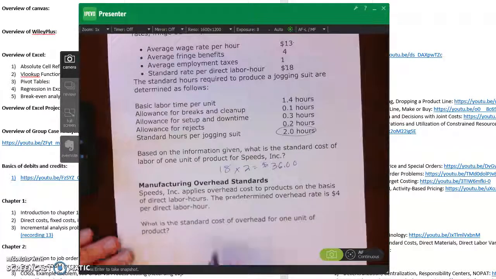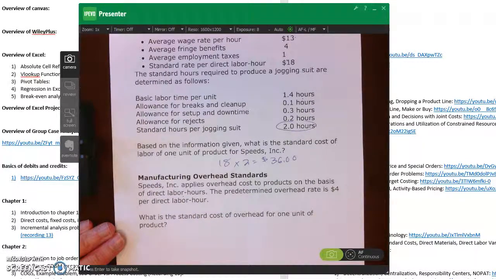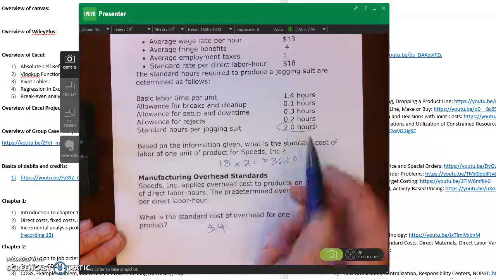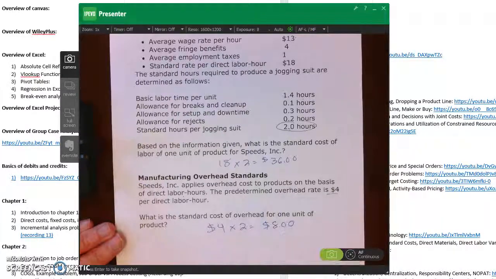Okay? So then we say our company applies overhead on the basis of direct labor hours. Our overhead rate is $4. What's the standard cost of overhead? So then we can say, well, we take our rate of $4 per hour. Remember the way we would have gotten this is by taking our estimated overhead divided by our estimated allocation basis, which gives us the $4 per hour, times the 2 hours, $8 of overhead for each suit.